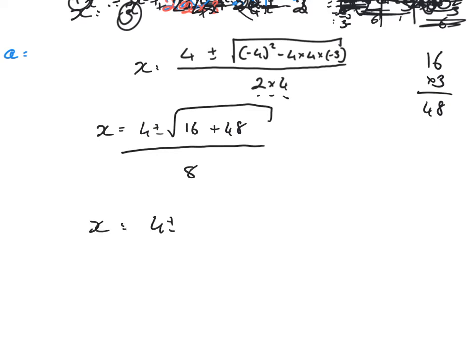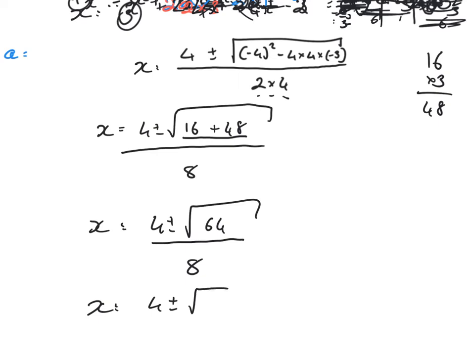Okay, so that's 4 plus or minus the square root of 16 plus 48 is 64, all divided by 8. Again, it's looking like a calculator wouldn't be required here. Square root of 64, that's 8, divided by 8. Okay, so I don't need the square root because it's the square root of 64, which was 8. Okay, so 4 plus or minus 8 over 8.